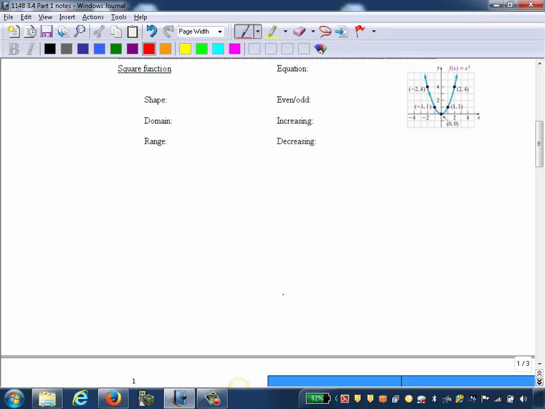The next shape in our library of functions is the square function. So our equation is f of x equals x squared. The idea is if we input an x value, to get the output, we just square it. So it's the square function. Here is the parent function f of x equals x squared.